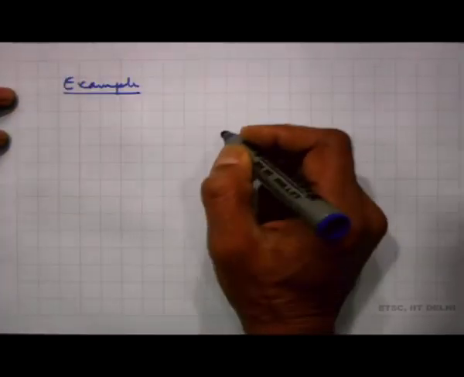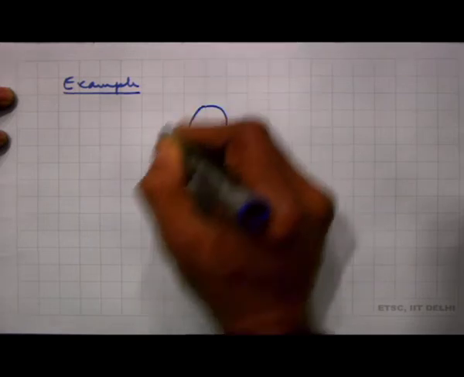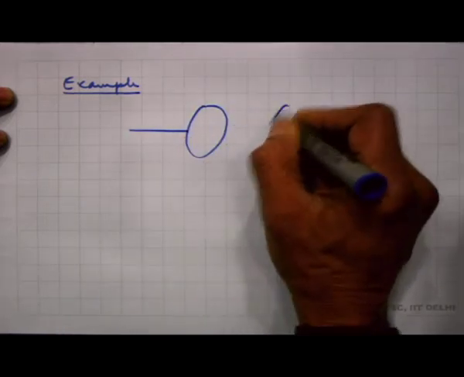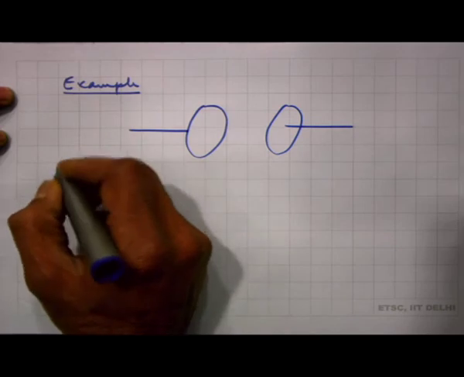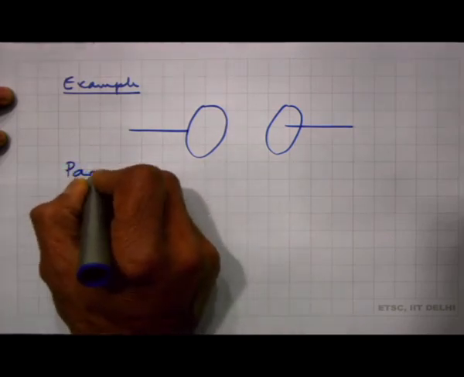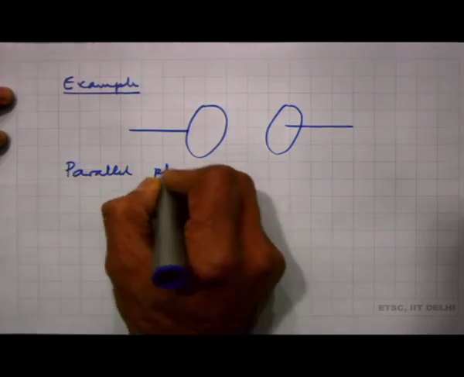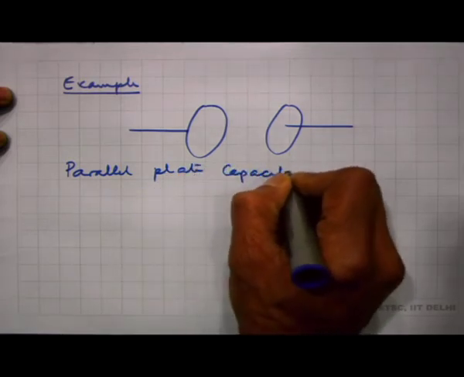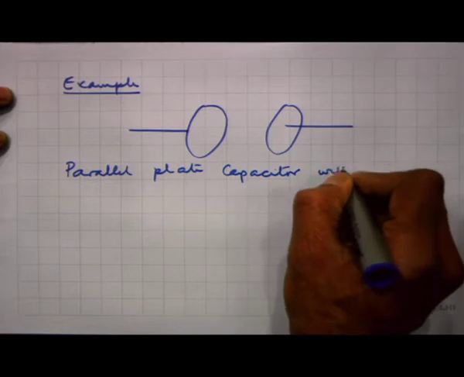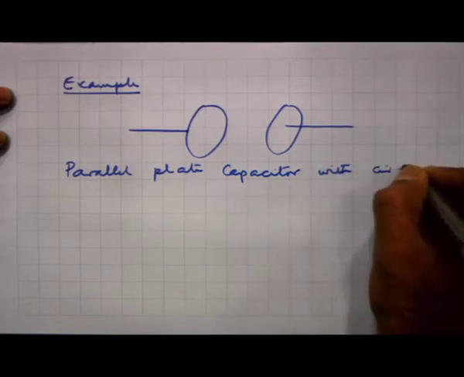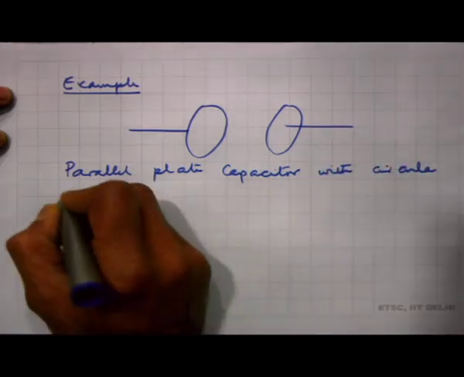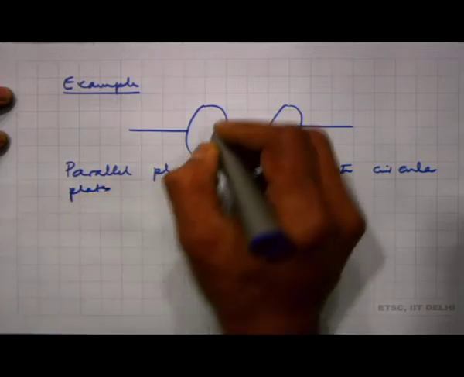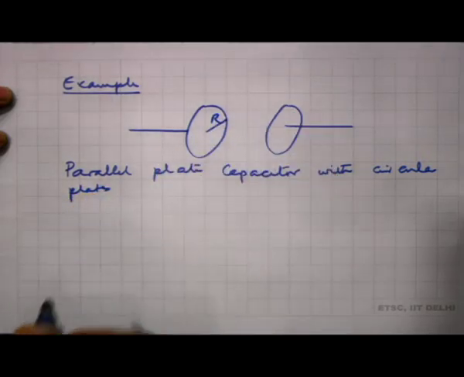And the example we started looking for is a capacitor with circular plates. So, that is a parallel plate capacitor with circular plates. Let me assume the radius is R, and the electric field here.